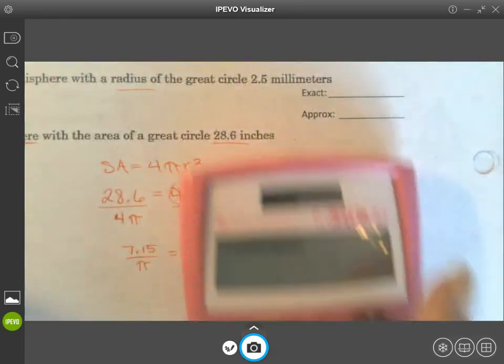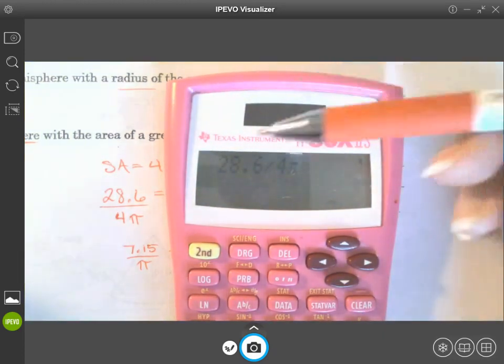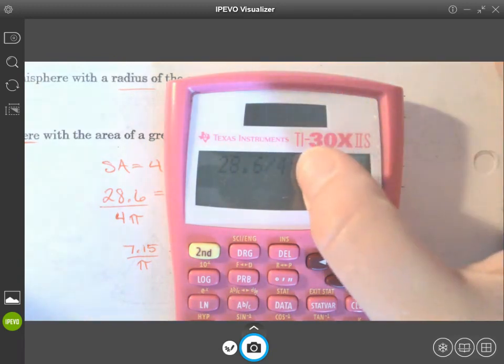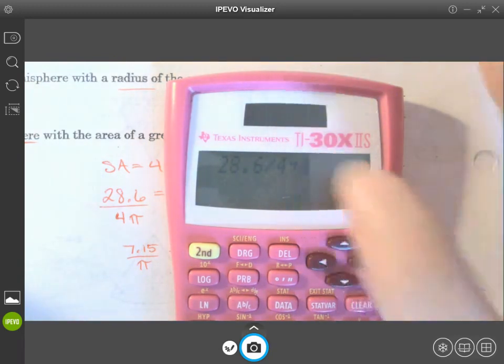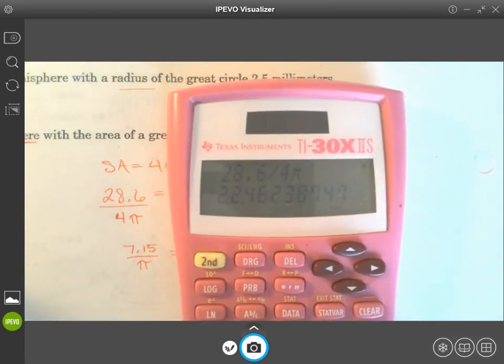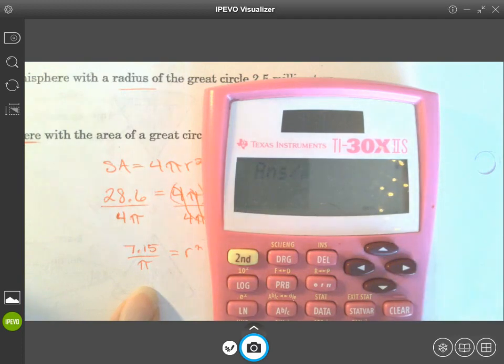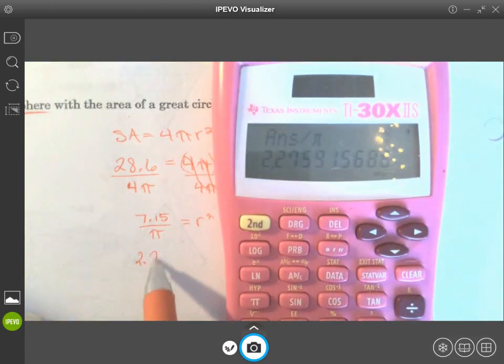Now here's the problem. If you do this, 28.6, and you divide by 4 pi, you have to understand your calculator is going to take 28.6, divide it by 4, and then multiply the answer by pi. I get this 22.46. That's not right. If you take 28.6 and divide it by 4, hit enter, and then divide that by pi, you get a very different answer. You get 2.28.